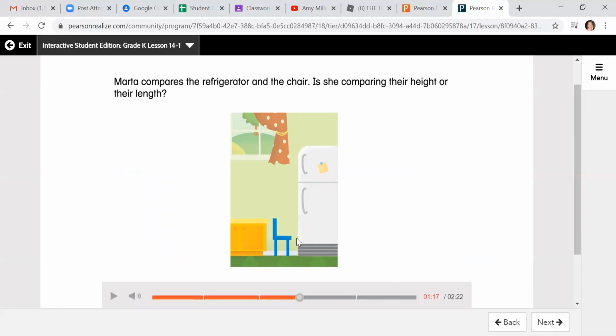Let's see. Think about that for a minute. Remember, if you are comparing length, it's going to be flat, like on the ground. If we are comparing height, it's going to be standing up into the air. So is she going to compare height or length on this refrigerator and chair? See if you're right.